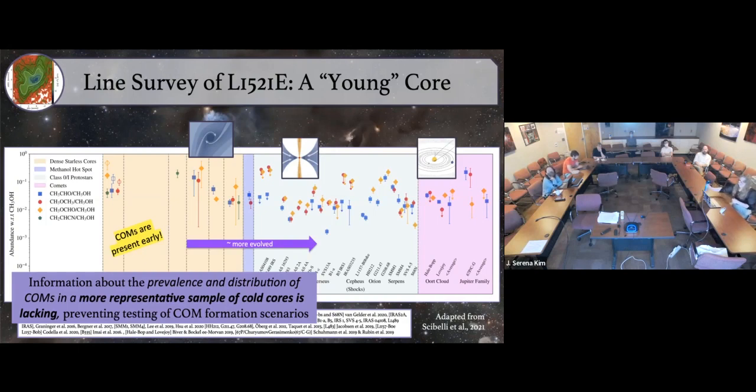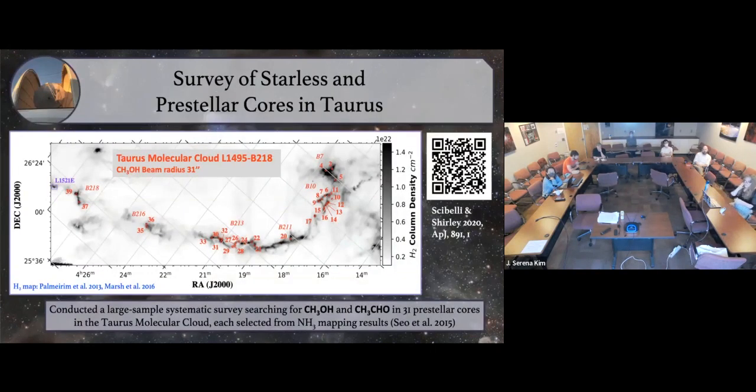So this leads to the next project that we did, where we wanted to look at a more representative sample of cores. So this is the Taurus Molecular Cloud. It's the same cloud that L1521E is in, over here. And we decided to look at 31 cores along this filament here, which were already mapped in the dense gas tracer ammonia. So we knew density and other things like kinetic temperature. So that's how we decided to look at these specific cores.